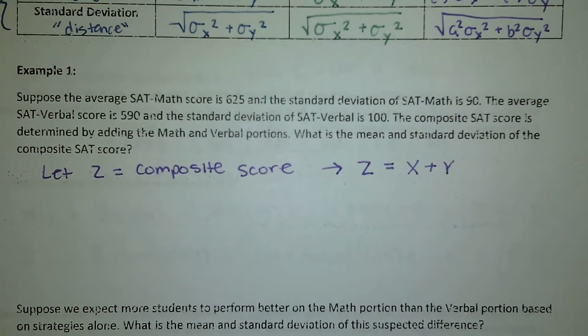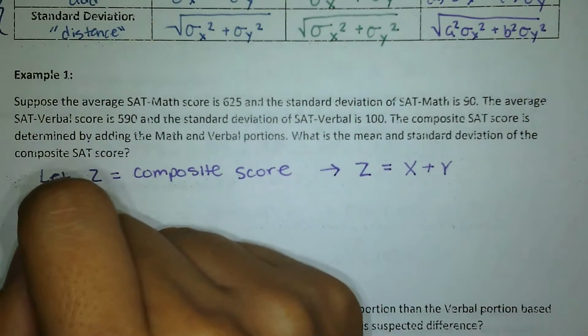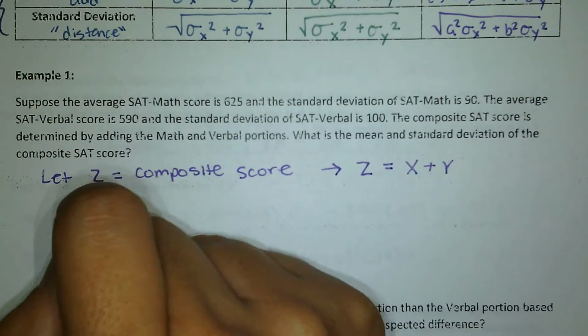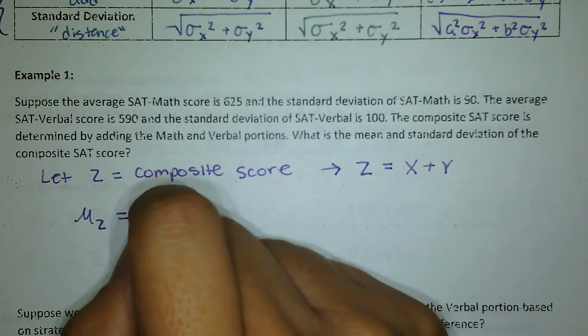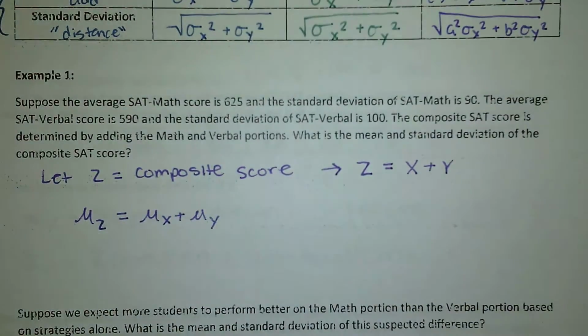So that's equal to the distribution of x plus the distribution of y, which means the mu of z, again, what am I looking for, would be the sum of the mu of x plus the mu of y.